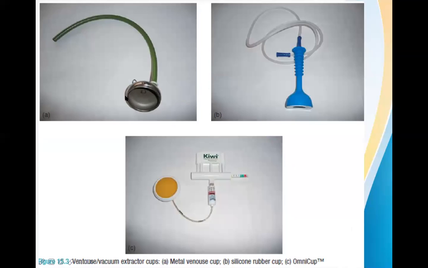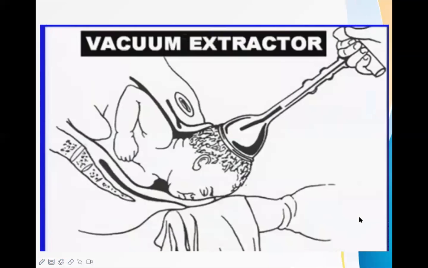These are the different parts of the vacuum. This is a cup, a metallic cup. This is probably the plastic one. And this is the silicone rubber cup, and this is probably a similar type of material, silicone or plastic. Now another picture is showing us the vacuum extraction. Look, the examiner is holding the handle, and the vacuum is nicely fitted on the presenting part, and the head is almost delivered outside.